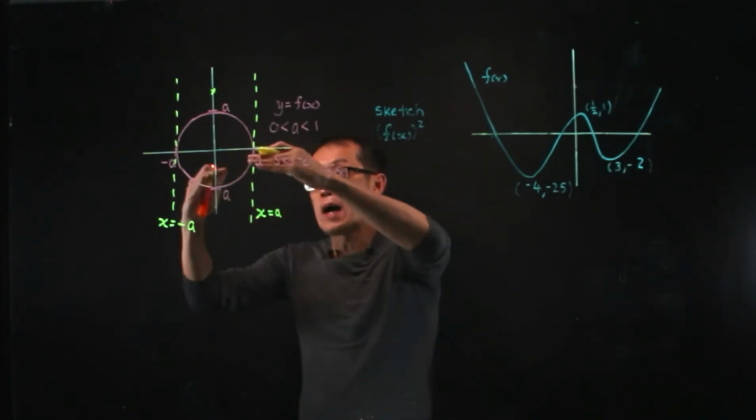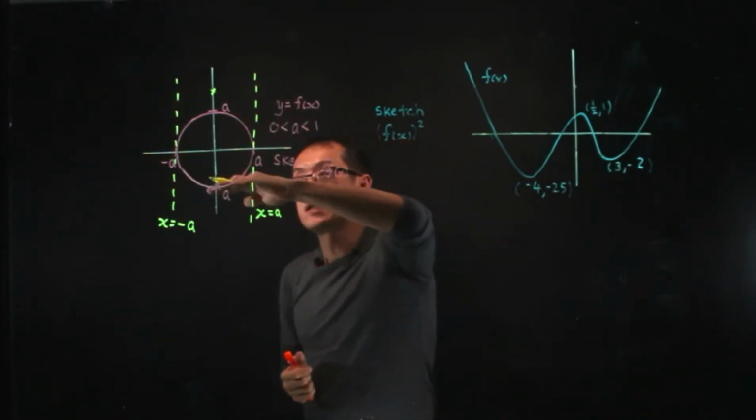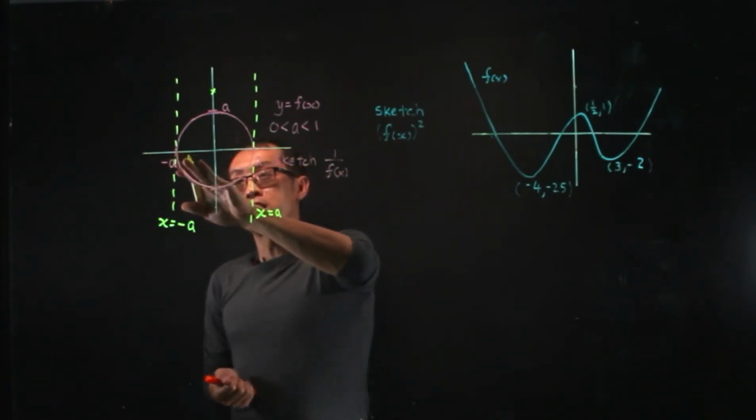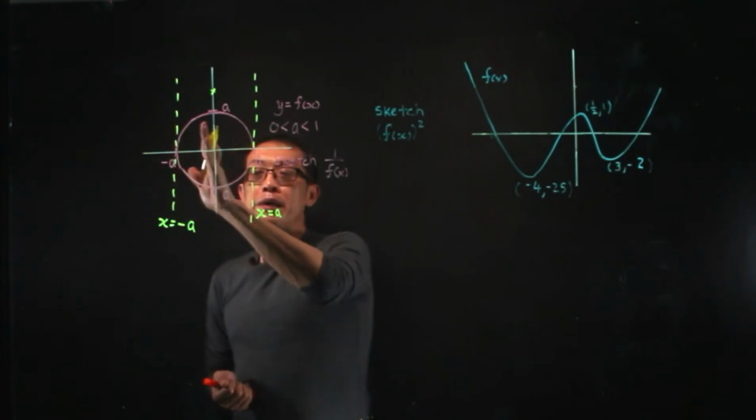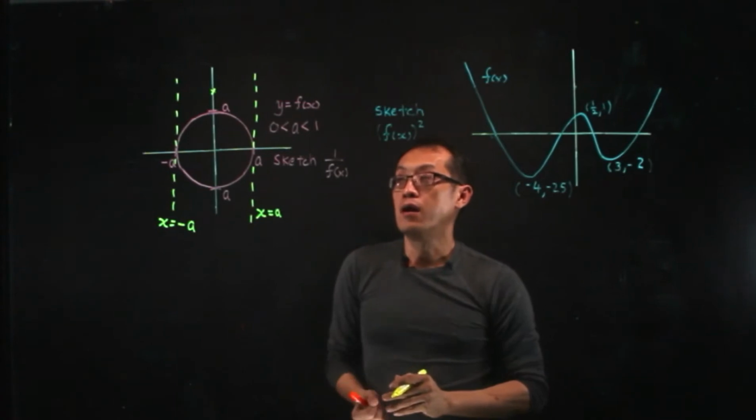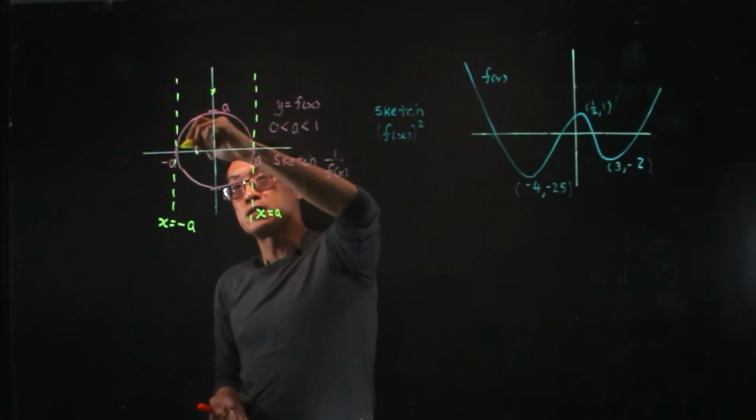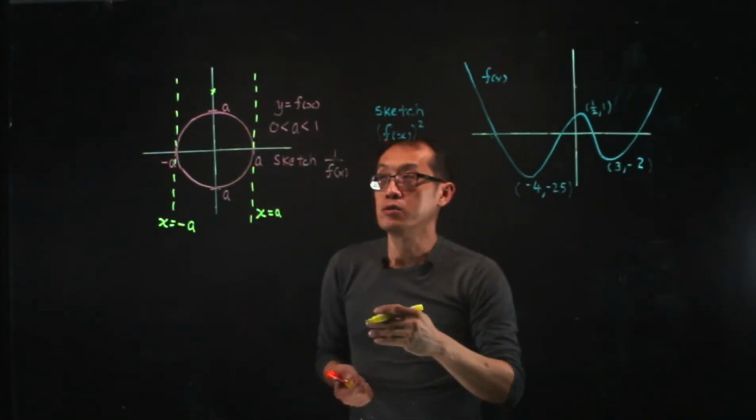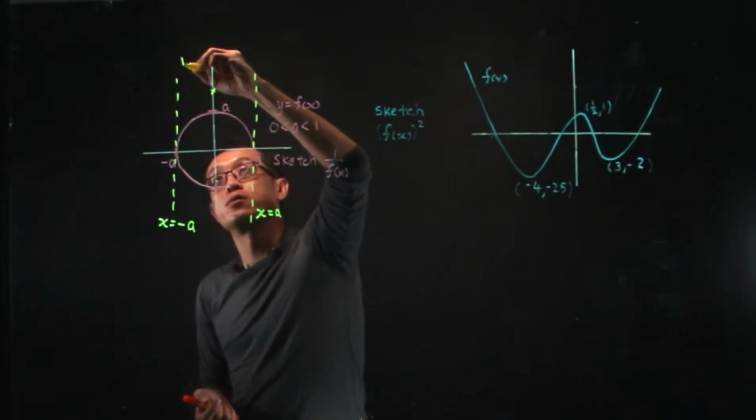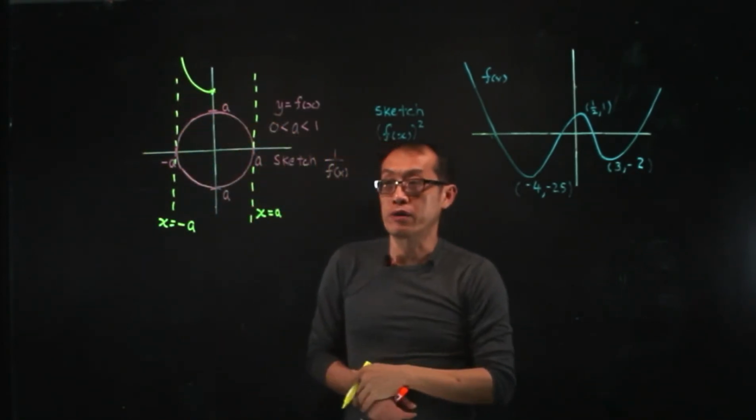Now, there are two parts of the graph, the upper part and the lower part. Let's consider the upper part of the graph first. When it is slightly bigger than minus a, that means to the right-hand side of minus a, 1 over a number slightly greater than 0 will tend to a very big number. So your graph will be something like that for the upper part.